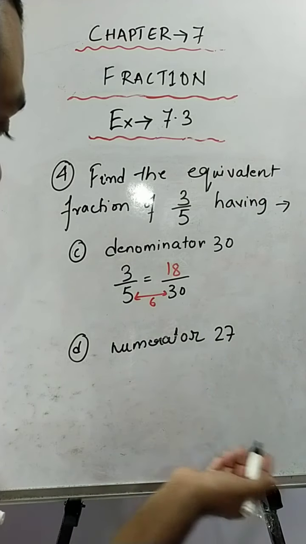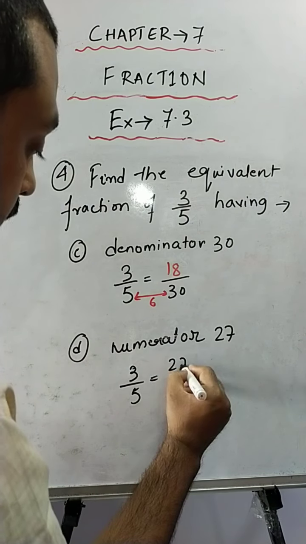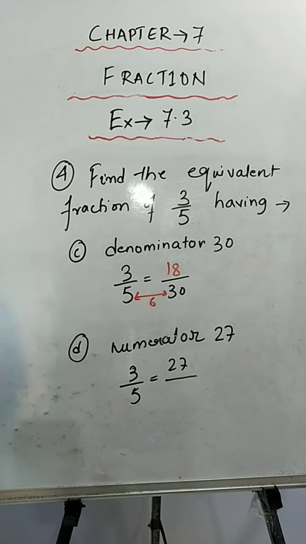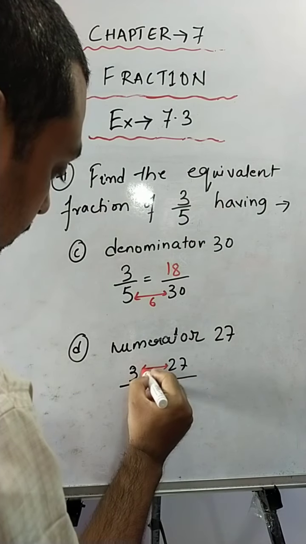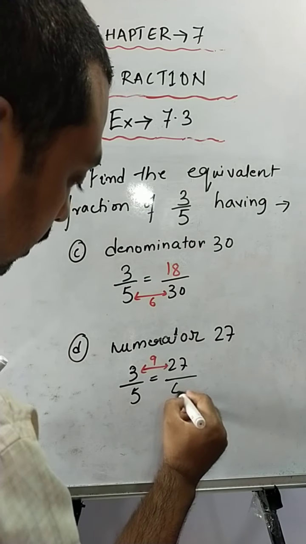Now numerator, we have numerator 27 is given. You have to find out the denominator then. So 3 by 5. That is numerator is already given 27. Now again you have to find the relation. 3 9s are 27. That means 9 5s would be what? 45.